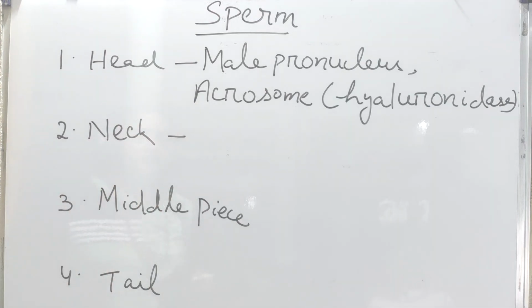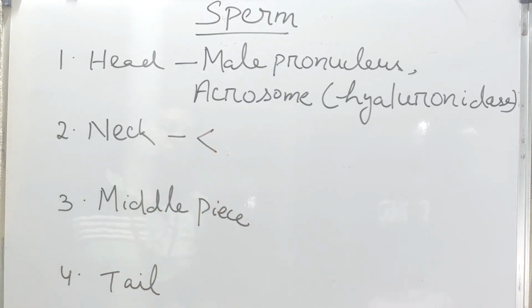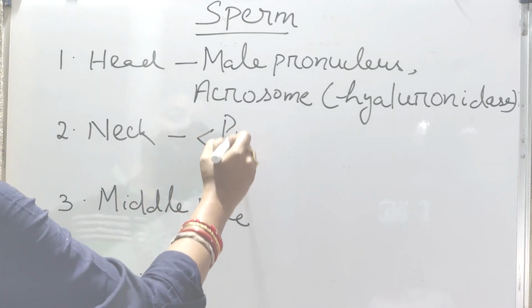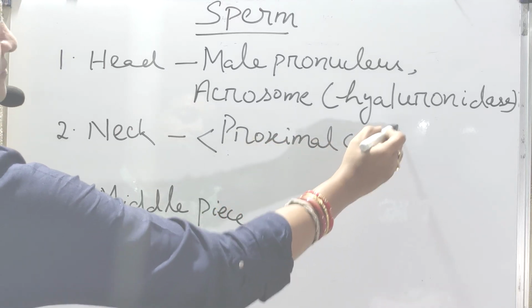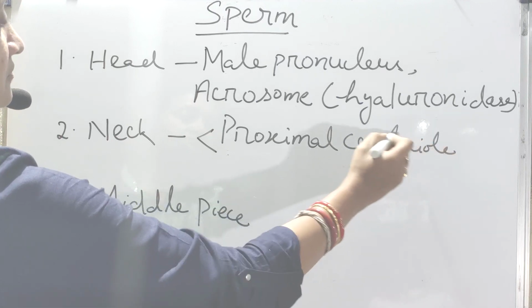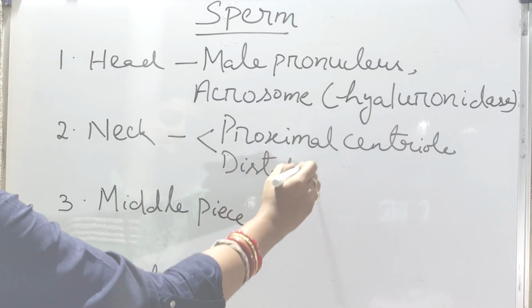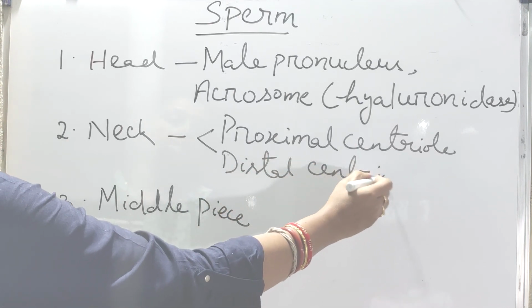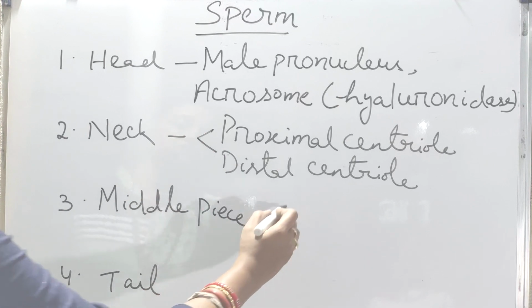Neck. It is short and it is present between the head and the middle piece. So the neck contains centrioles. Centrioles are of two types. These are proximal centriole and distal centriole. The middle piece contains a spiral mitochondria.